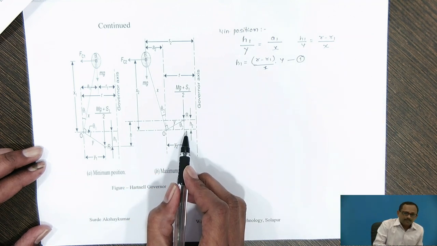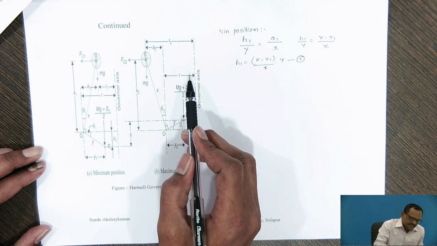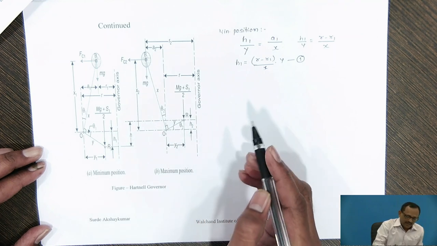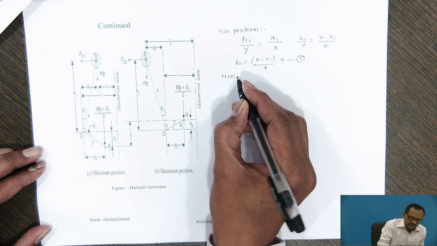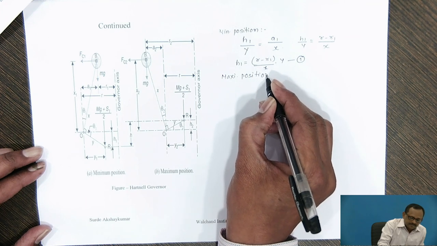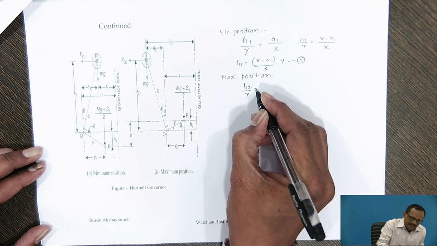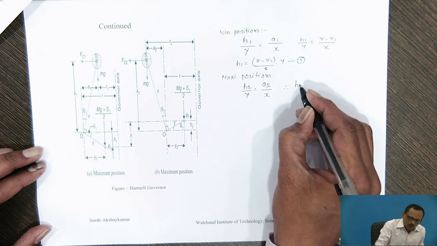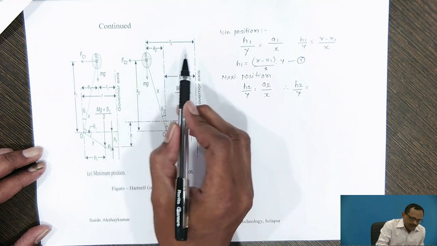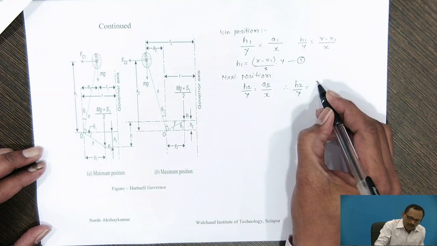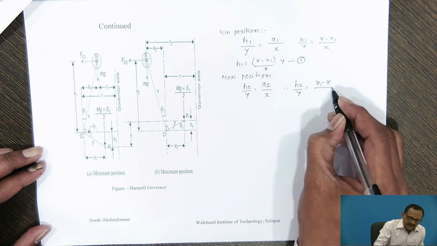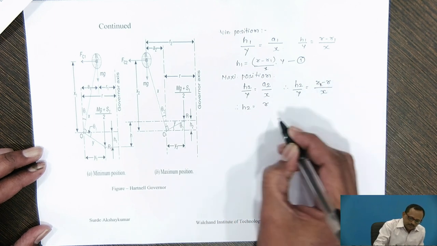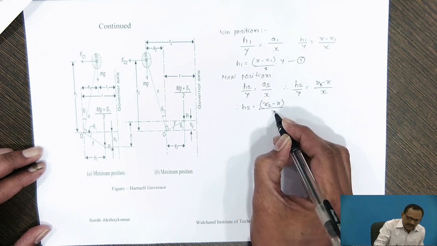Similarly, for the maximum speed position, the radius of rotation changes from R to R2, where the compression of the spring is represented by H2. And therefore, for maximum position, H2 divided by Y is equal to A2 divided by X. And therefore, H2 divided by Y is equal to A2, which is R2 minus R, divided by X. And therefore, H2 is equal to R2 minus R divided by X into Y.